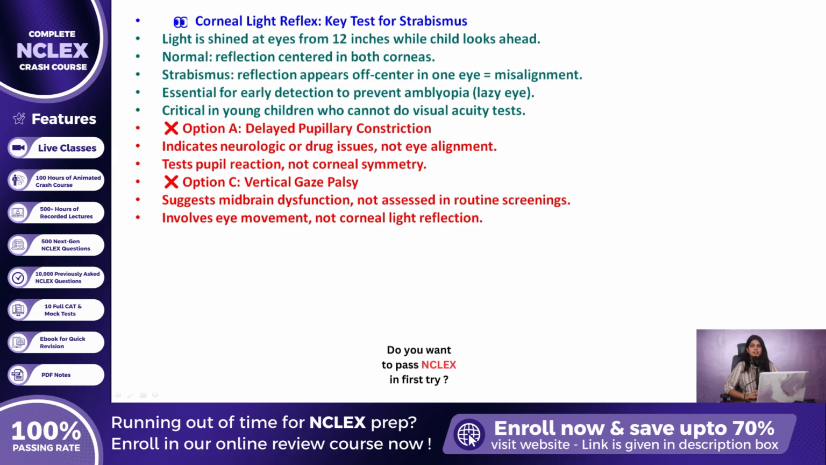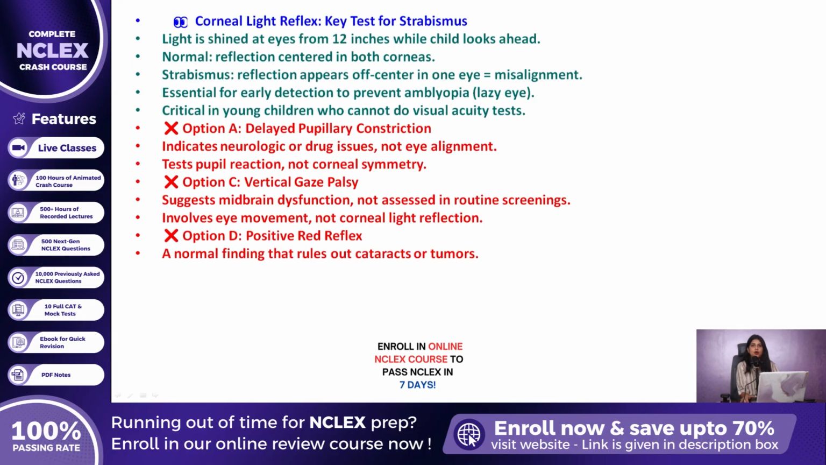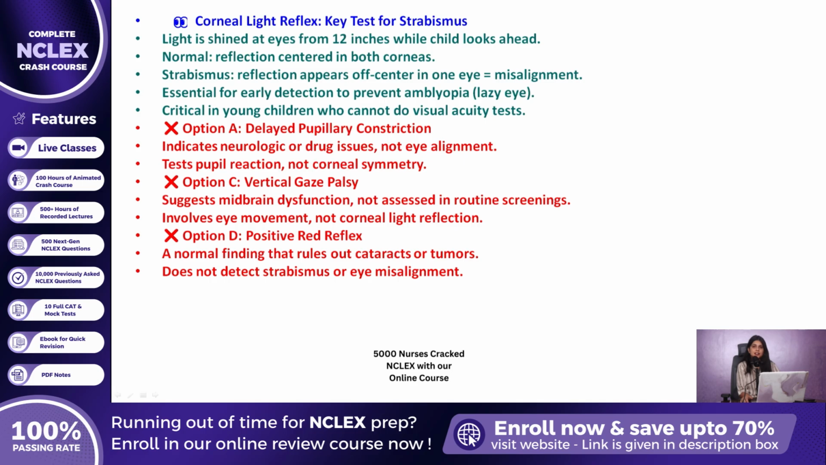Lastly, option D, a positive red reflex in both eyes, is a reassuring finding during ocular exams. It helps rule out serious issues such as retinoblastoma or congenital cataracts, but it tells us nothing about eye alignment. A child can have a perfectly normal red reflex and still have strabismus. So for NCLEX purposes, when you are looking for signs of misalignment, focus on the corneal light reflex and how symmetrical it appears across both eyes, because that is where early sight-saving clues begin.